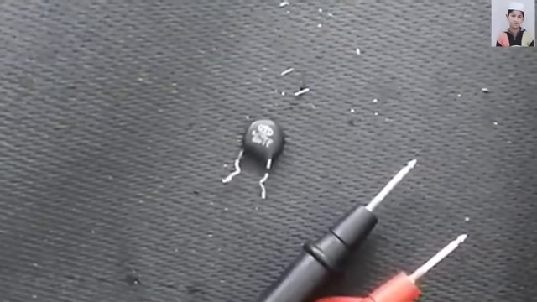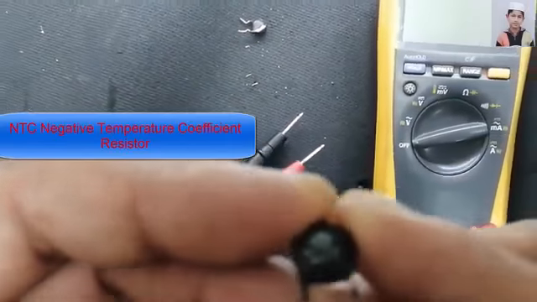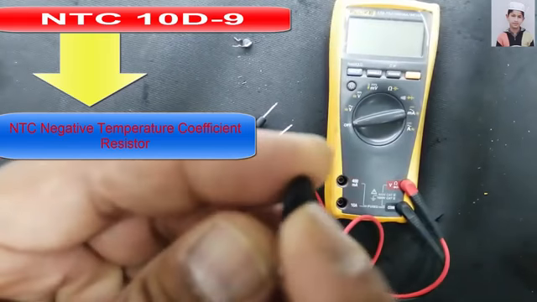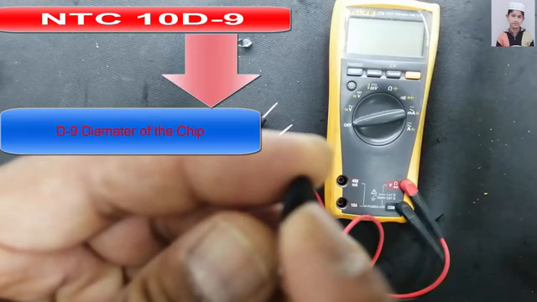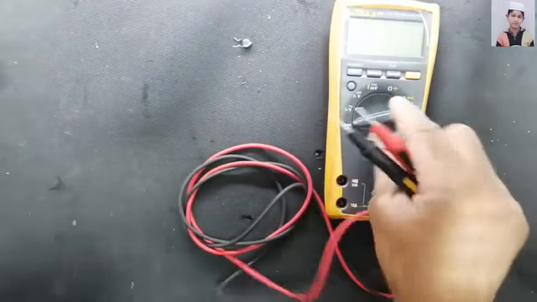This is 10D9, as we discussed in our data sheet. It is NTC 10D9. The first part, NTC, gives us negative temperature coefficient resistance, and the next number, 10, if here is 5, it will be 5 ohm. It is 10 ohm, and the last part, D9, is the diameter of the chip, the size of the thermistor. Is it small? It is big. The diameter of the chip will be displayed here.